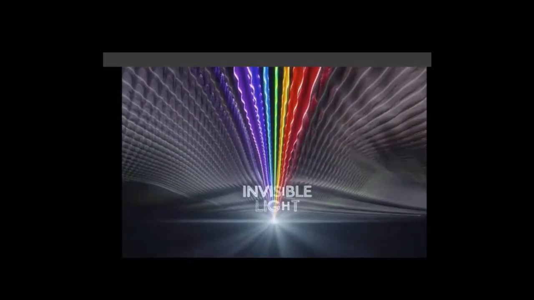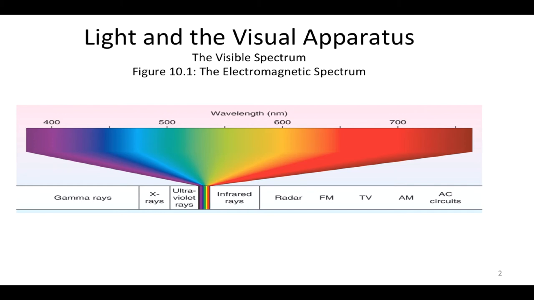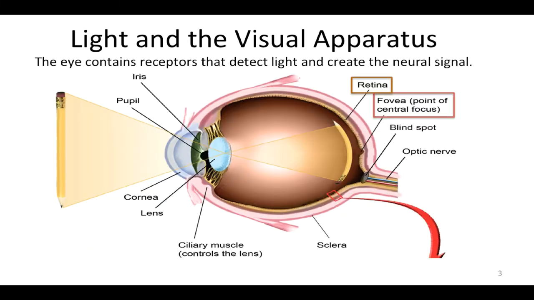But there's a lot we miss. We only see the rainbow of light waves called visible light. But that's just a fraction of the millions of wavelengths in the vast electromagnetic spectrum. The visible spectrum that we see is classified according to wavelength, which is the distance from one wave to the next. Light between 400 and 700 nanometers in wavelength is able to be detected by the receptors at the back of the eye here in the retina.